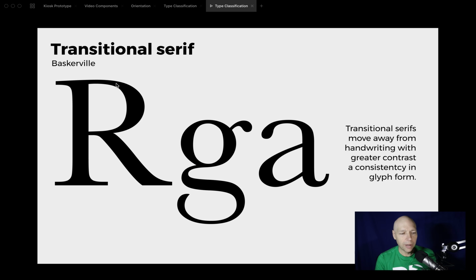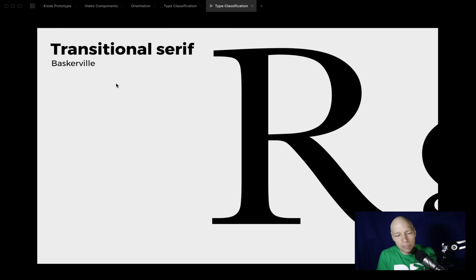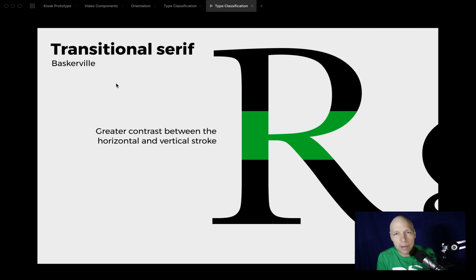Now, a transitional serif is one that begins to move away from all of those handwritten pieces. And it has greater contrast. It also has greater consistency to the form overall. This is Baskerville. The last one we looked at was Garamond. And in Baskerville, if we begin looking around at that same area of the R, this is far more consistent, and there's greater contrast between the vertical and horizontal stroke that's involved here.